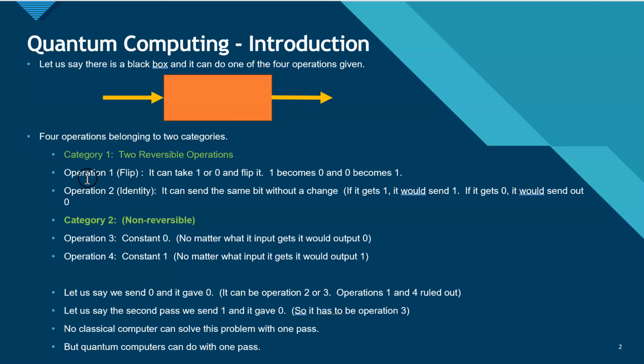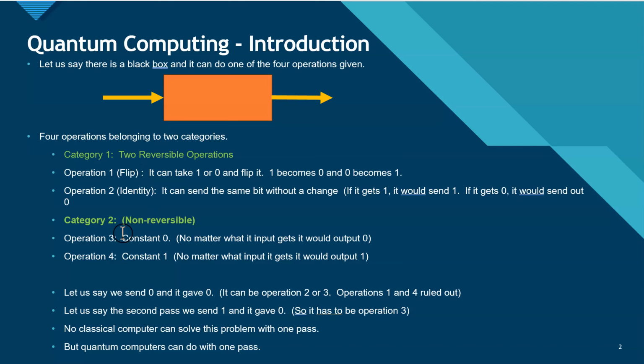So operation 1 is flip. If you send 1, it would flip it and give 0. And operation 2 is identity. If you send 1, it's not going to flip it, it's just going to give 1. If you send 0, it's not going to flip it, it's just going to give 0. So these are reversible operations, which I'm going to discuss later, and they belong to category 1.